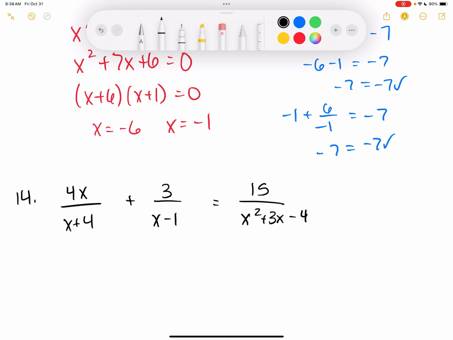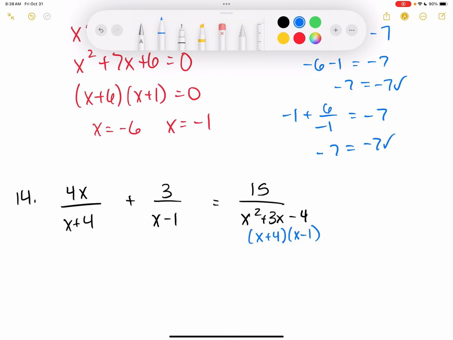Anytime I have something like this, these are already kind of in factored form, but this one has not been factored. So I'm going to try to figure out what my two factors are for this, because a lot of times it matches these ones and then it makes your life easier. So what could the denominator over here factor into? x plus 4 and x minus 1.